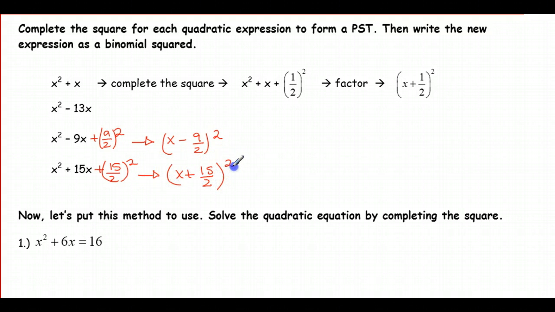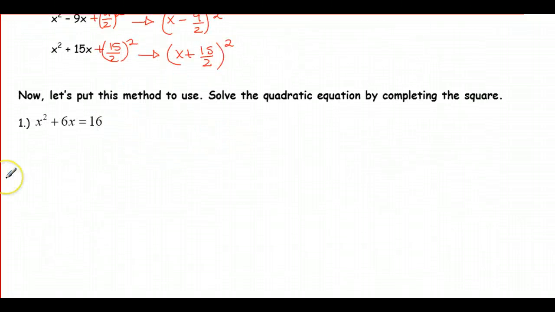This is our PST. And then in factored form, we would write this as x plus 15 over 2 in parentheses squared. All right, so now that we know how to complete the square and then how to factor our PST, let's go ahead and actually use completing the square to solve a quadratic equation. So example number 1, x squared plus 6x equals 16. The first thing that is very important is to note that our variable terms have to be on one side of the equation, variable terms meaning the terms with our variables, and our constant terms, which are our numbers without variables, have to be on the other side of the equation.